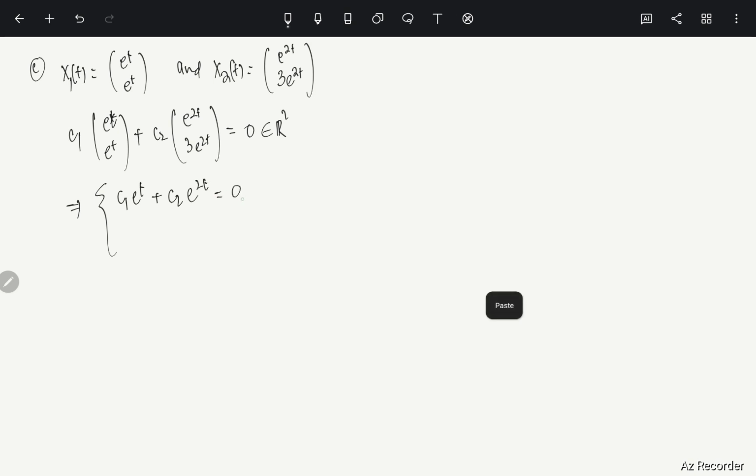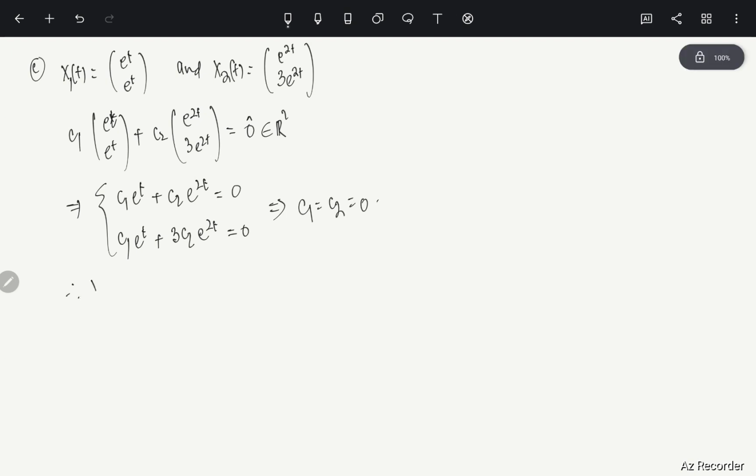This is in R, this is 0. So this is in R2. So let me put it this way, this is 0. And of course, again, by equating, you have c1 e to the power t plus 3c2 e to the power 2t. This has to be 0. Clear? Now you do realize that if both the cases have to hold, then c1 has to be equal to c2, which has to be equal to 0.